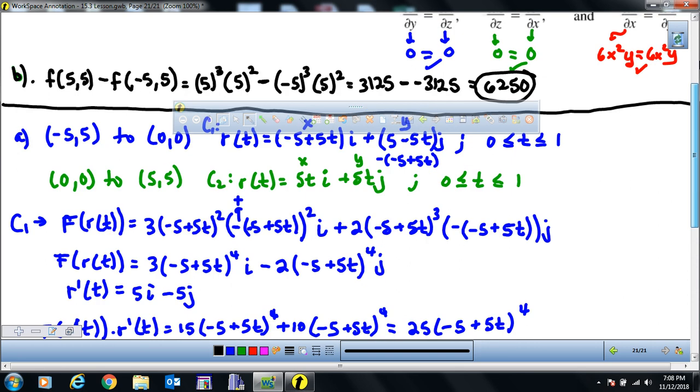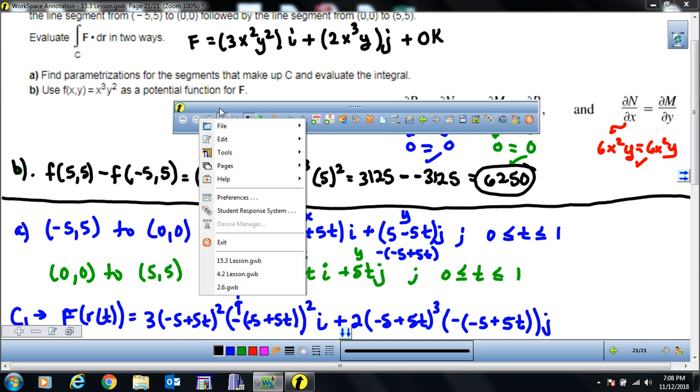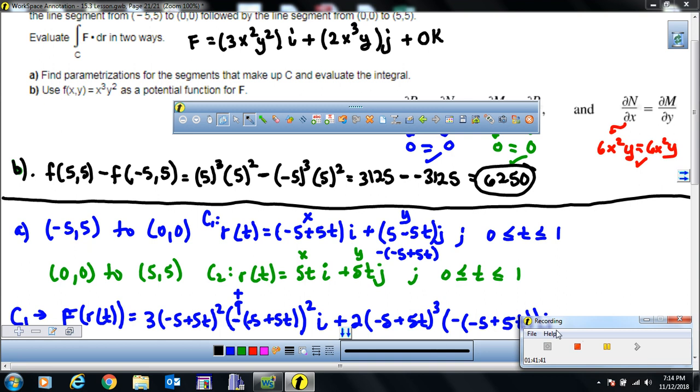Okay, and this basically proves many things that I wanted to get across in this section, so that you understood what the conservative field properties were and everything on those functions. Okay, so this will conclude section 15.3.